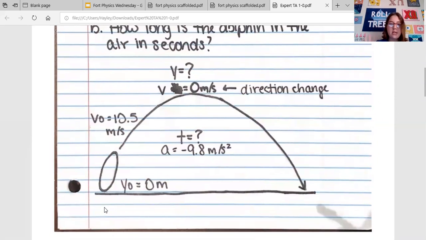In order to understand this problem a little more, it's important to draw a picture. So here's the dolphin, here's the water, and this is the path that the dolphin's taking when it jumps out of the water. It's starting at an initial position of 0 meters, which is the y naught, and its initial velocity is 10.5 meters per second. Its acceleration is negative 9.8 meters per second squared. That's a number that we always know. We're looking for time, and we're looking for its height, its position here. And we know that the velocity at its max height is 0 meters per second because that is where the direction is changing.